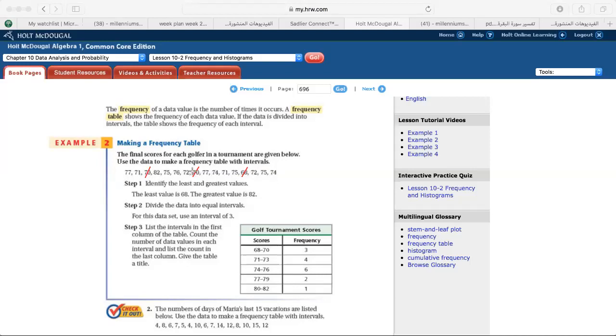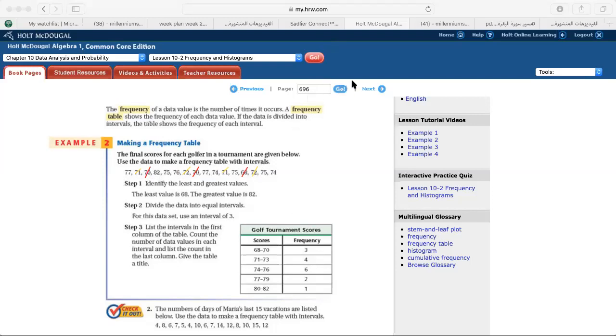I have here 70. So I have here 3. Okay, from 71 to 73. I have here 71, and 72 is included. Another 71, another 72. So how many yellow lines? 1, 2, 3, 4. So I will write 4.